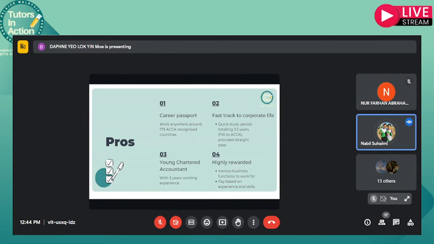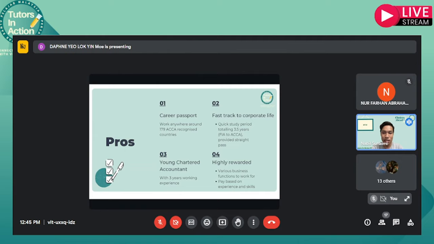For example, in the UK or Singapore, you can work in the Big Four in Singapore also. Then the next one is a fast track to corporate life. Your study period, starting from your foundation, from your pre-university to completing ACCA, is just 3.5 years, provided that you straight pass your papers, meaning that you obtain more than 50% of your marks in each paper.